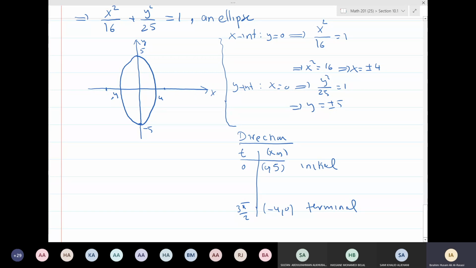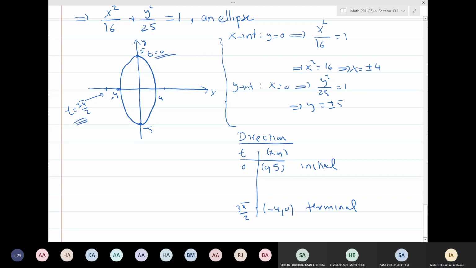Where is t equal to 0? This is 0 and 5. You are here, and this is t equal to 0. Terminal, 3 pi over 2, minus 4, 0. This is minus 4, 0. So this is t equals 3 pi over 2. This is the initial, and this is the terminal.